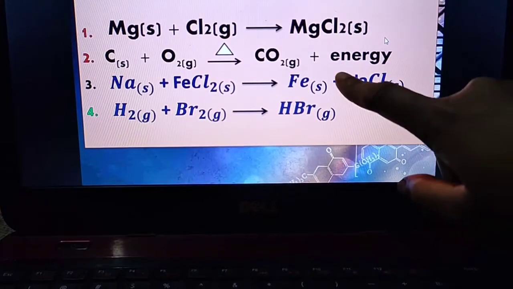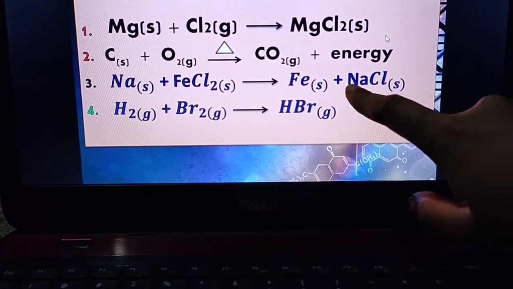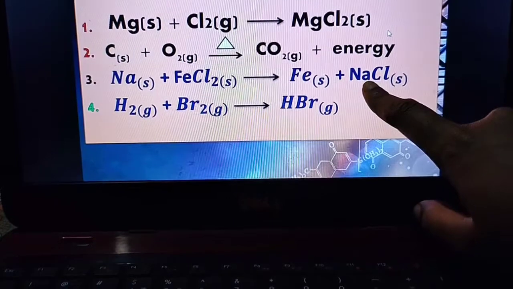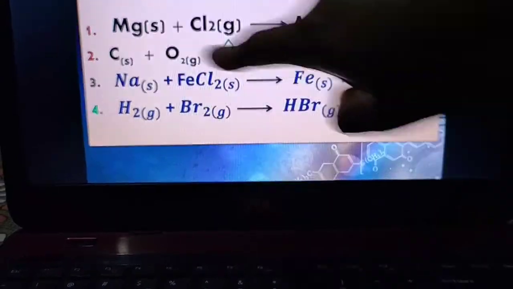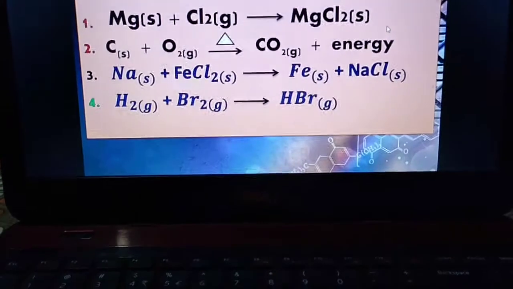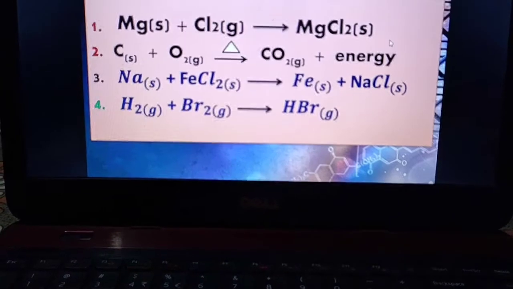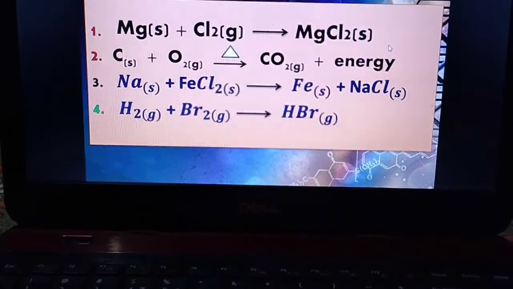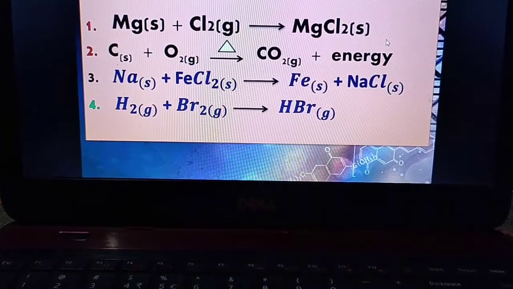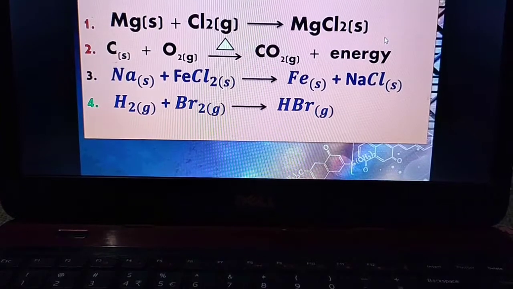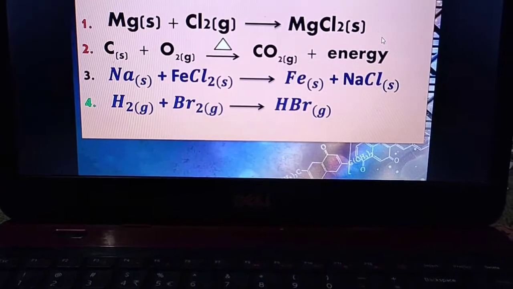Now if you write 2 here, that means sodium also gets disturbed. So 2 atoms of sodium are present over here. Now you have to write 2 sodium here also. So the balanced equation will be 2Na plus FeCl2 gives out Fe plus 2NaCl. This will be your balanced chemical equation for the third equation.